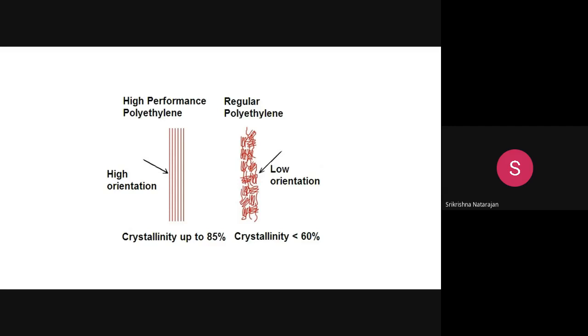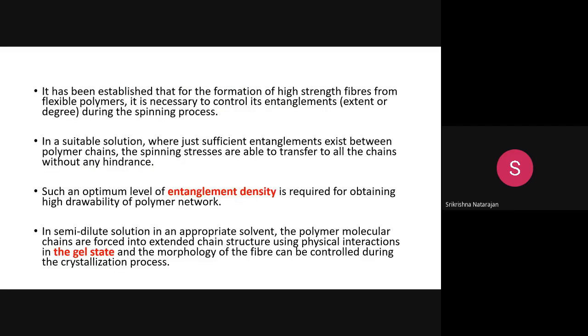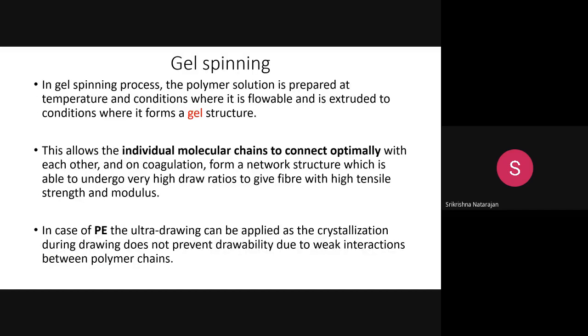Okay, so now we will see how this gel spinning is done. I have told you, in the gel spinning process, what do we do? You take a solvent, you take a polymer, dissolve it at some temperature and conditions where the polymer will be flowable, and then you will make a gel so that if you extrude, it will form a gel structure.